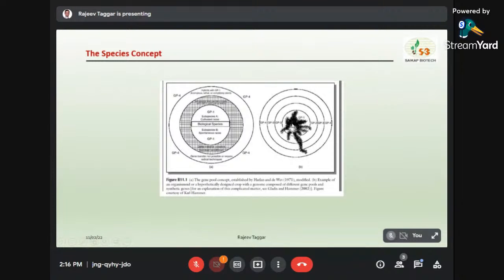Can the cursor be seen? When I move the cursor, can you see the cursor? Could somebody unmute and let me know, please? Hello. Is the cursor visible? Kindly unmute and let me know.